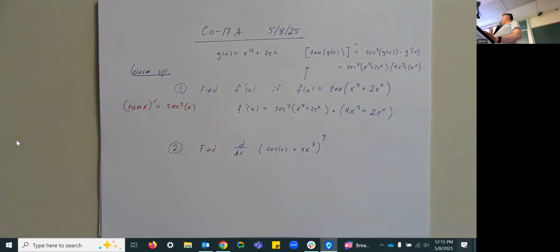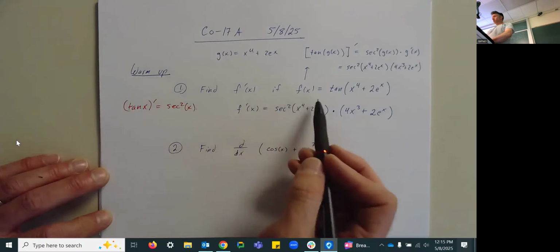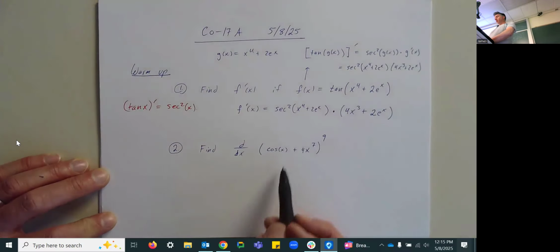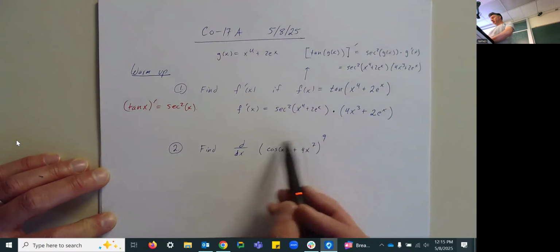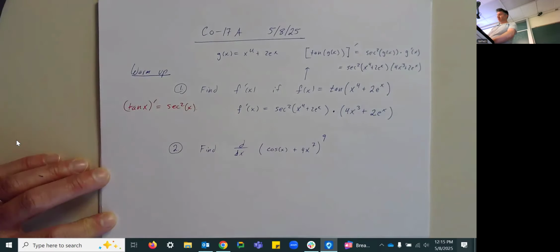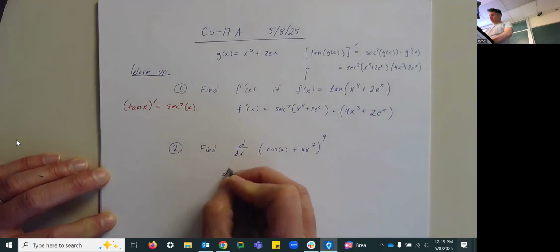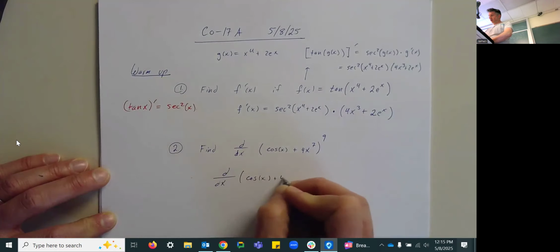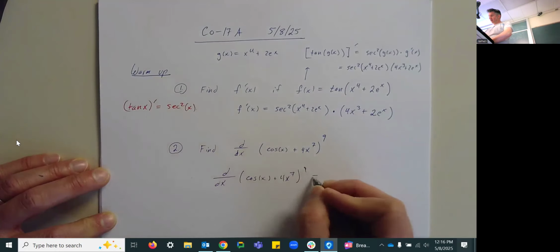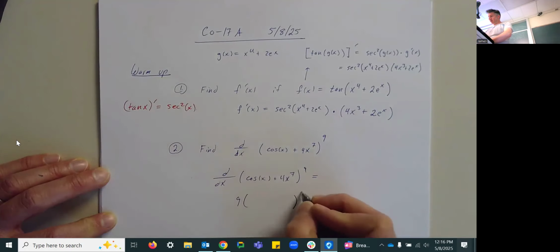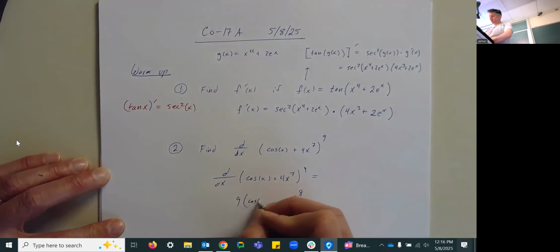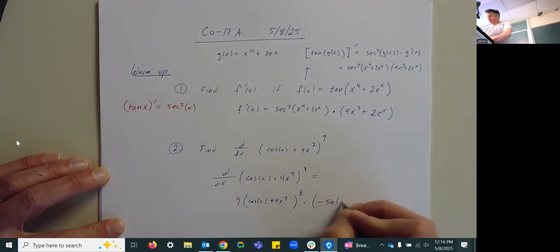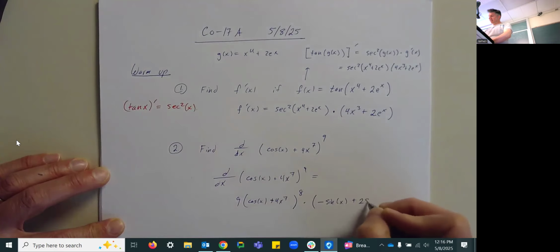I'm always looking for my outermost function. Here, my outermost function was tangent of some stuff. Here, my outermost function is being raised to the 9th power. I have some stuff to the 9th power. So my derivative is going to be, I don't really like writing it again, but I guess I will. The derivative of cosine of x plus 4x to the 7th, all to the 9th, is going to be 9 times our stuff to the 1 less power. And then we have to multiply by the derivative of the stuff, which is going to be negative sine of x plus 28x to the 6th.